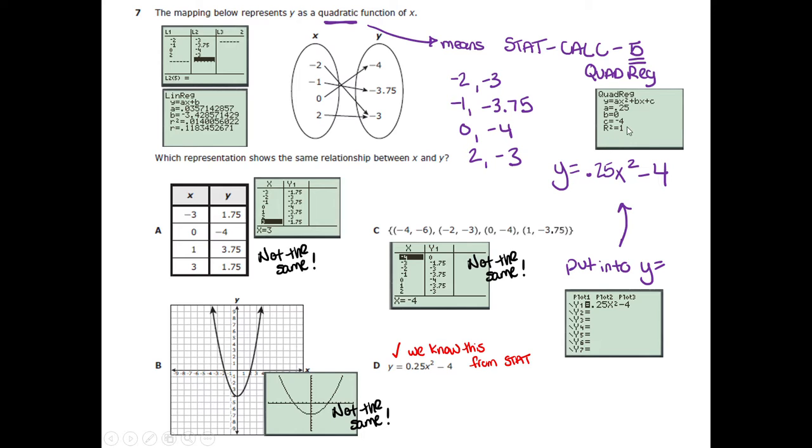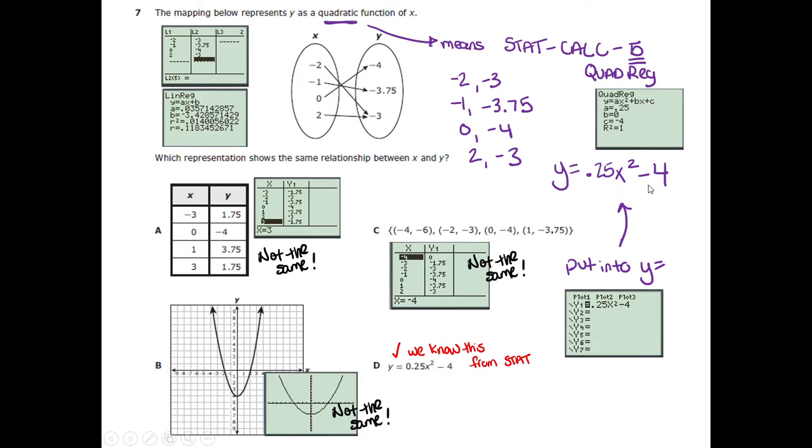So since it's quadratic, we can now put 0.25 as A with x squared. Then, since b is 0, we don't need to write plus 0x, but you could still get the answer even if you did. And then plus -4 means we write it as -4.